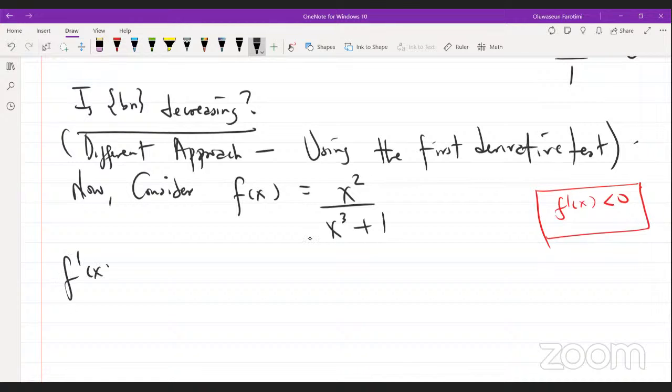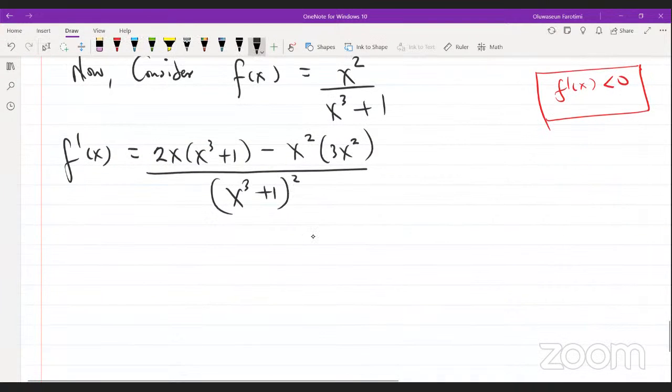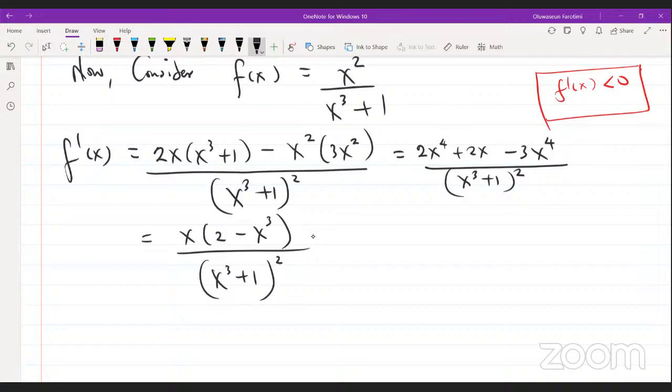So let's do this. First derivative, got to use the quotient rule. If you use the quotient rule, this guy is going to give you this guy. Got an x squared here, 3x squared here, and you take the square of the bottom. So now let's do some kind of algebra. If we do some algebra, what you have on the top is going to be x minus 2x cubed right here. It's going to be a square. How did I get that? Expand this guy, minus 3x to the 4th, divided by x cubed plus 1 squared.